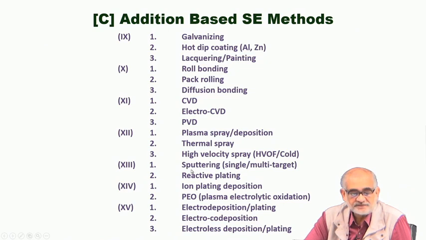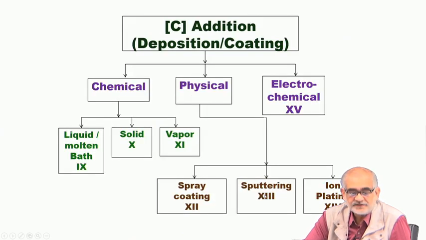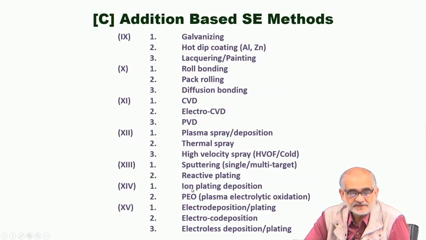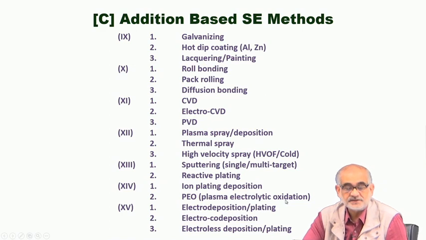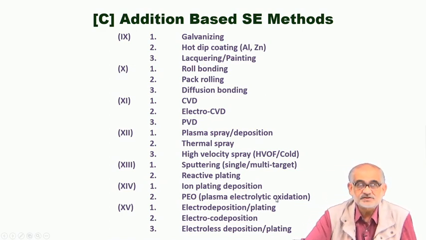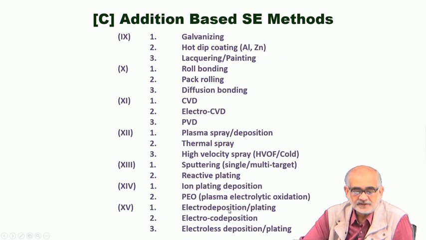We can also have a situation where we have sputtering, or we can have reactive plating, or ion plating. Now, in sputtering and reactive plating, we are talking about a change which is only physical in nature. Similarly, we can have these ion plating deposition processes or plasma electrolytic oxidation processes. So, we are changing the composition here, through a certain chemical reaction which converts certain species on the surface into an oxide layer.